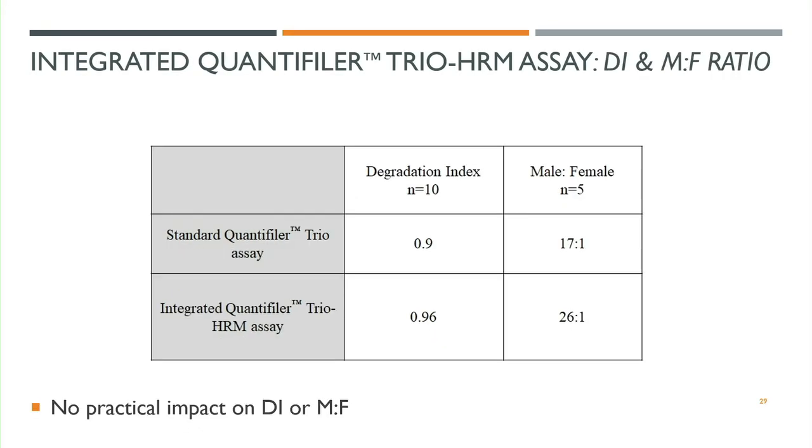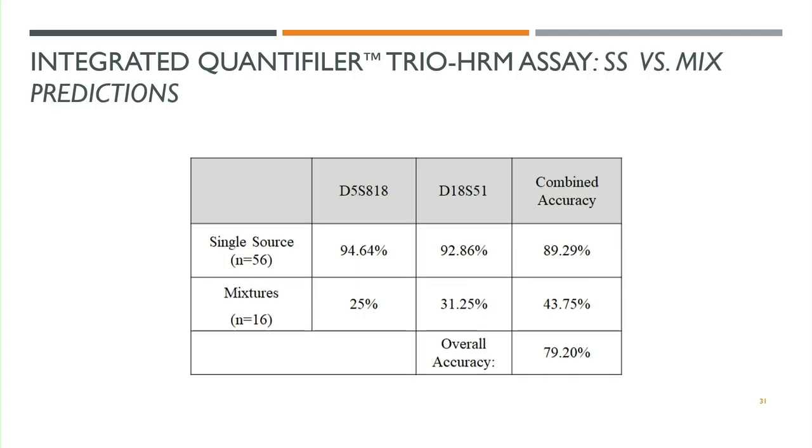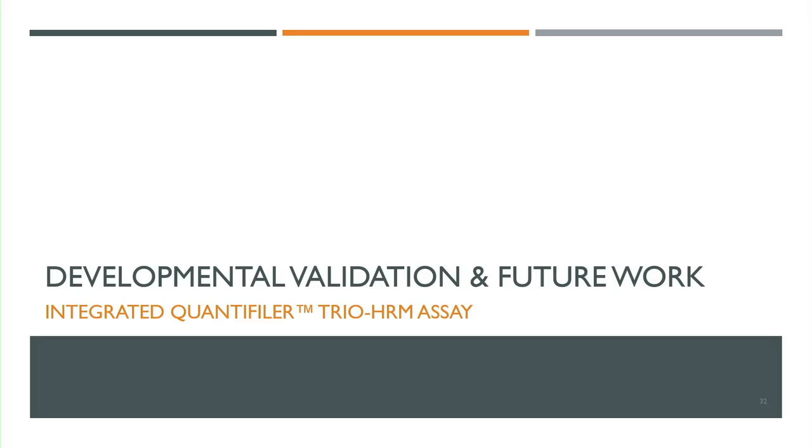Of course, there are other targets in there, so we had to make sure that they weren't affected. And again, we saw no change in the degradation index or the male-female ratio. The IPC flag for humic acid detection was the same in our modified chemistry. Hematin was a little bit delayed in our modified chemistry, so this seems like it's going to be a little bit inhibitor dependent. We may need to test more. At the end of the day, the whole question with this is whether or not we can distinguish between single source and mixture samples, and about 80% of the time we got that right with this modified Quant Trio assay, so we were happy with that.